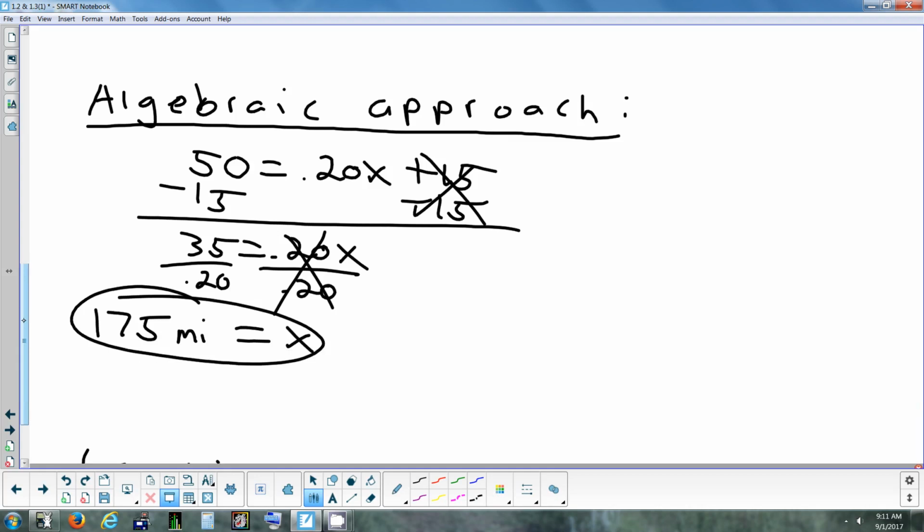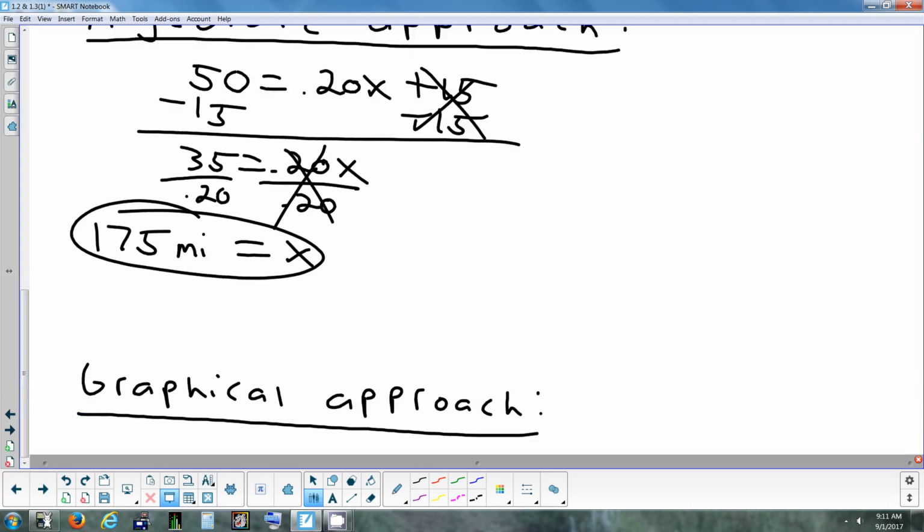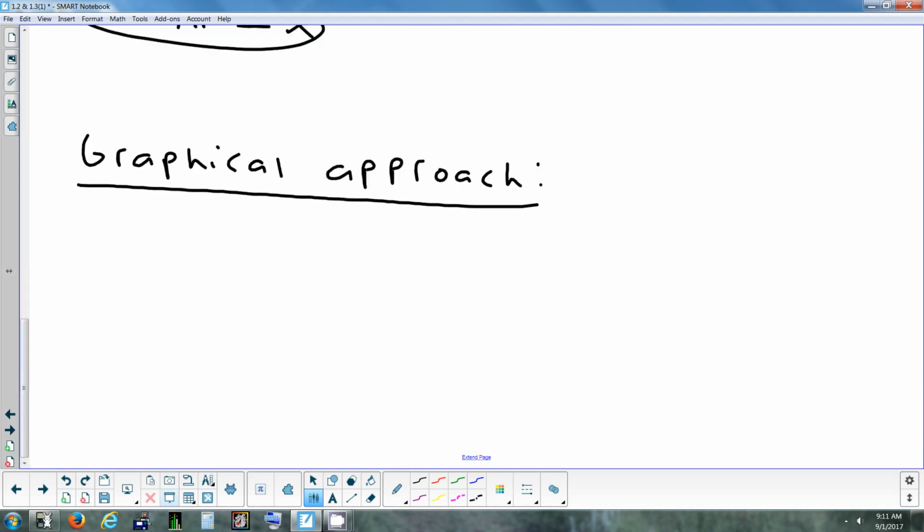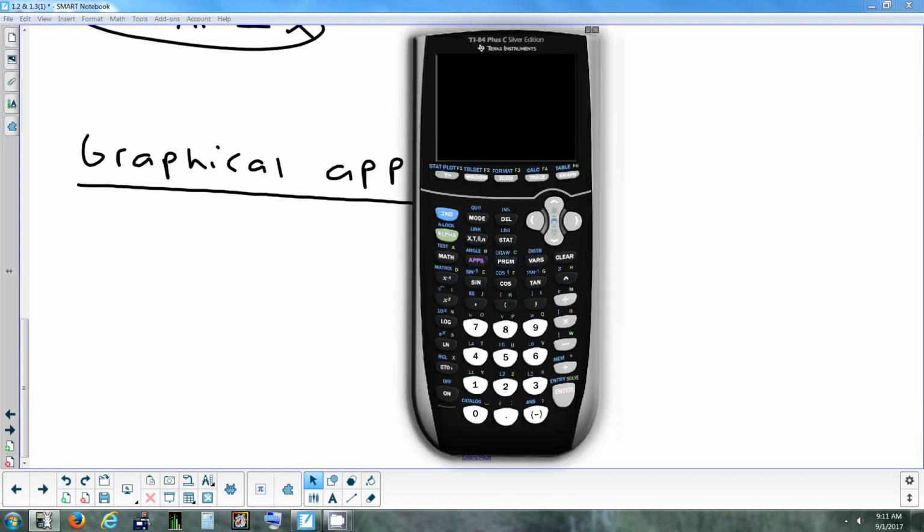Okay, let's try a different way, which is more of a graphing approach. I'm going to show you a few things that I haven't shown you yet on the calculator. Now, even doing it graphically, there's a couple ways we could do it. For now, I think I'm just going to show you one way.